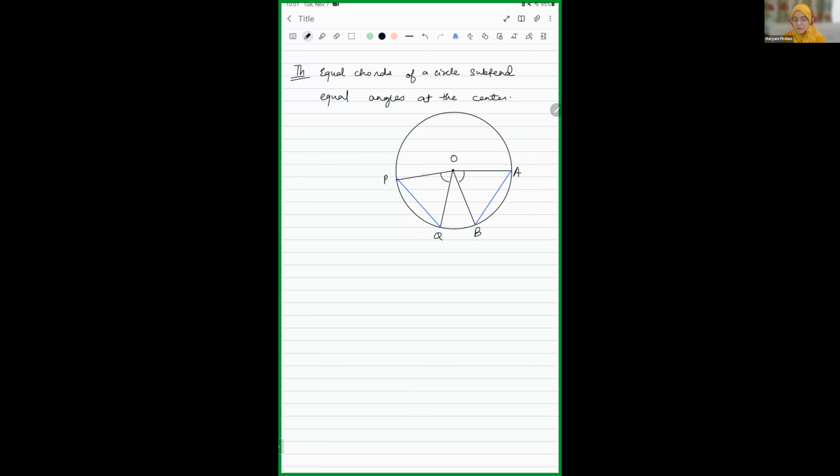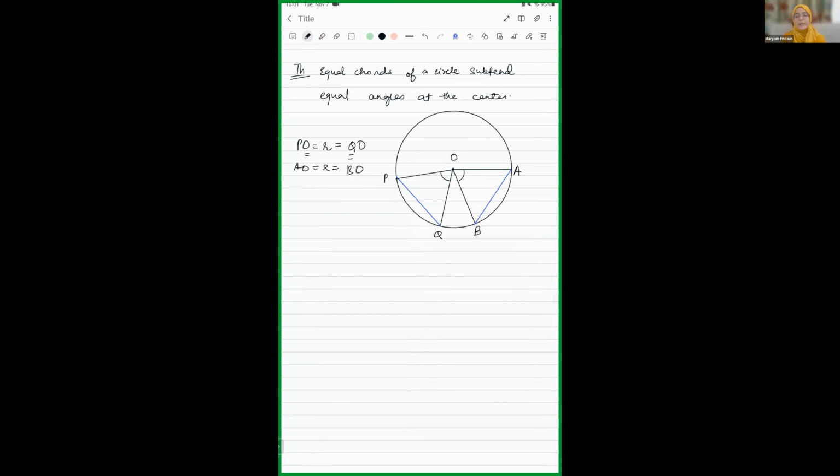Because this is the radius of the circle. PO is the radius of the circle, right? And QO is also the radius. And then AO is also the radius. And BO is also the radius. So they are all equal to each other. Now, so they are forming isosceles triangles.